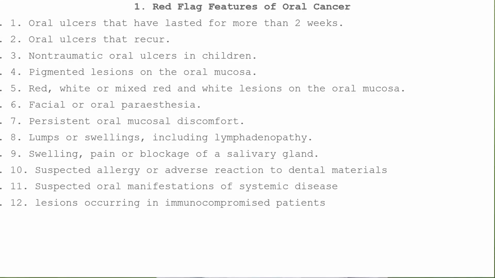Now I shall tell you about red flag features of oral mucosal disease. The first red flag feature is oral ulcers that have lasted for more than 2 weeks. The second red flag feature is oral ulcer that recur. The third red flag feature is non-traumatic oral ulcer in children. The fourth red flag feature is pigmented lesion on the oral mucosa. The fifth red flag feature is red, white or mixed red and white lesions on the oral mucosa of unknown origin or with features of potentially malignant disease.